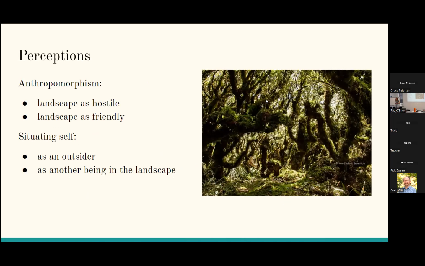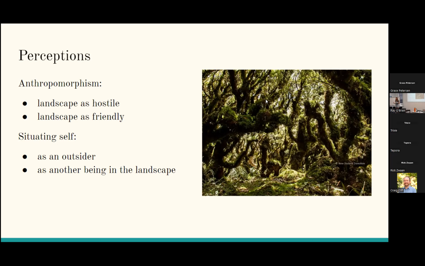Perceptions, this is an interesting one. I think humans often make sense of things that are different to us by anthropomorphizing, putting human characteristics onto supposedly inanimate objects, or in this case, that grey area of trees, mountains, and rivers. And when they do that, it can really go either way.